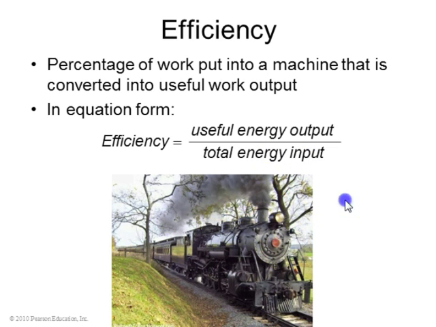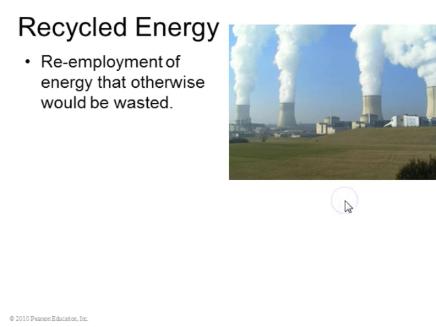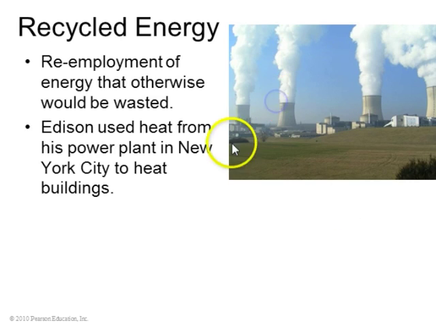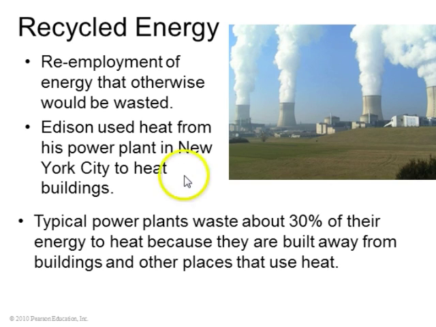And this is waste. Now, you can actually recycle your waste energy. This was done by Thomas Edison when he first made some power plants in New York. He realized that these created a lot of heat, and he used this heat to heat nearby buildings. But typically these days, power plants are built far away from houses, and they simply waste 30% of their energy as heat, either into the smoke or steam or into nearby rivers.